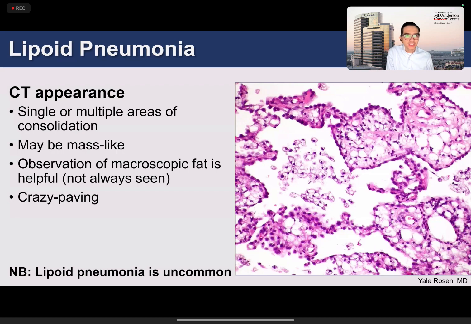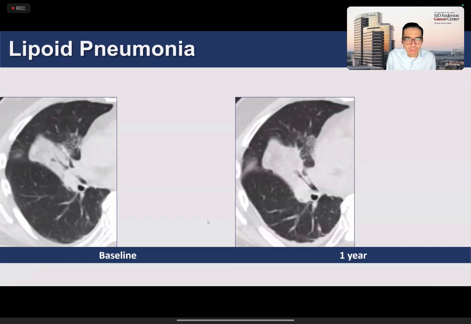The CT appearance can be single or multiple areas of consolidation, and it can be mass-like. It can look like a tumor with spiculations. The observation of macroscopic fat is helpful if you see it. Unfortunately, it's not always seen. You can also have a crazy paving appearance with lipoid pneumonia. Also, you should note that lipoid pneumonia is not very common. But if you read chest, you'll see it from time to time, though it's not a common process.